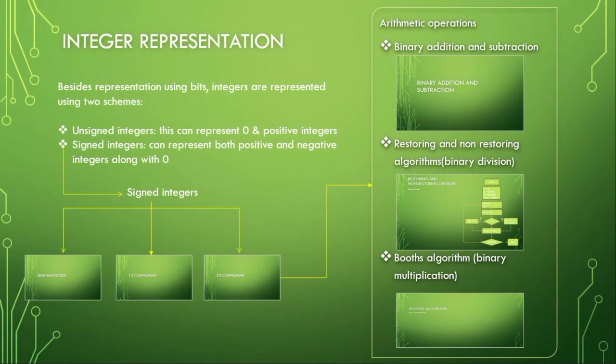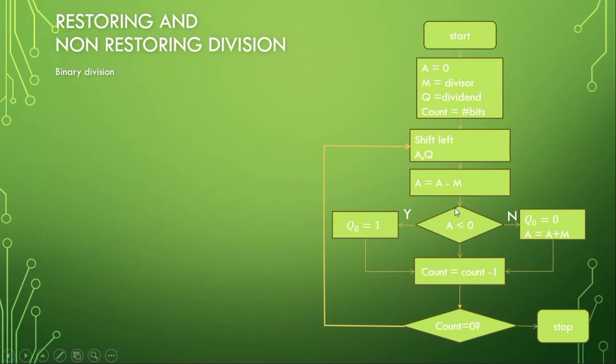So now we're done with binary addition and subtraction. Let's go into restoring and non-restoring division. Basically, we're dividing, right? With all this, we have this type of algorithm for restoring division. We have start there. We got A, which is our accumulator, where we're going to store our values. M is the divisor, Q is the dividend, and count is the number of bits that we're going to use.